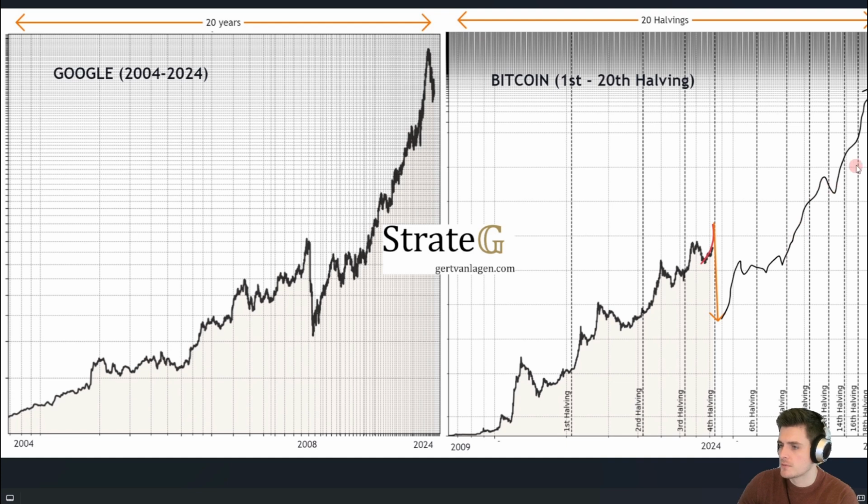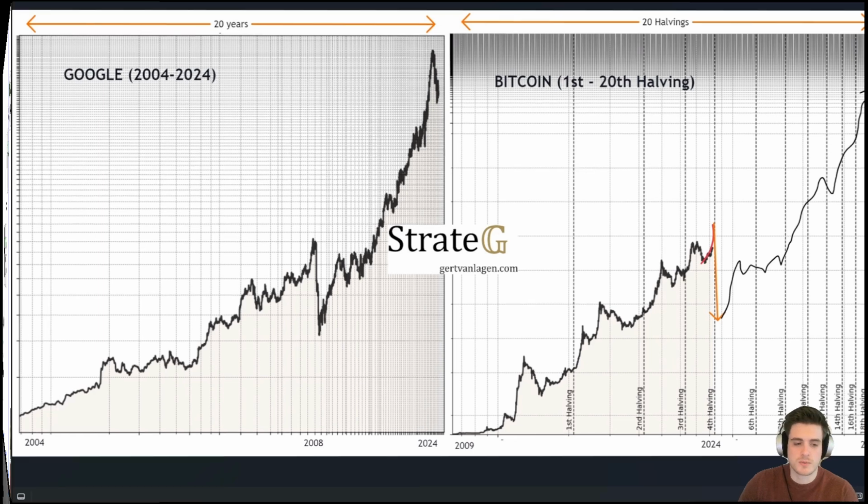It may, at the end of the century, because it's on a log scale, be a multi-million asset per Bitcoin. So every Bitcoin about $10 million at the end of the century. So 2092 at the 20th halving. So basically a comparison between the first 20 years of Google, 2004 until 2024, and 2009 to 2092. So the first 20 halvings. Okay, so this is what I wanted to start with.